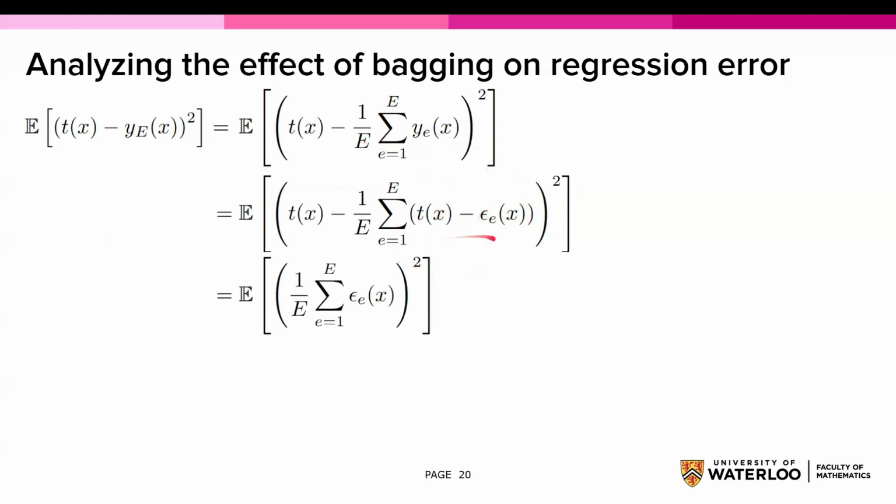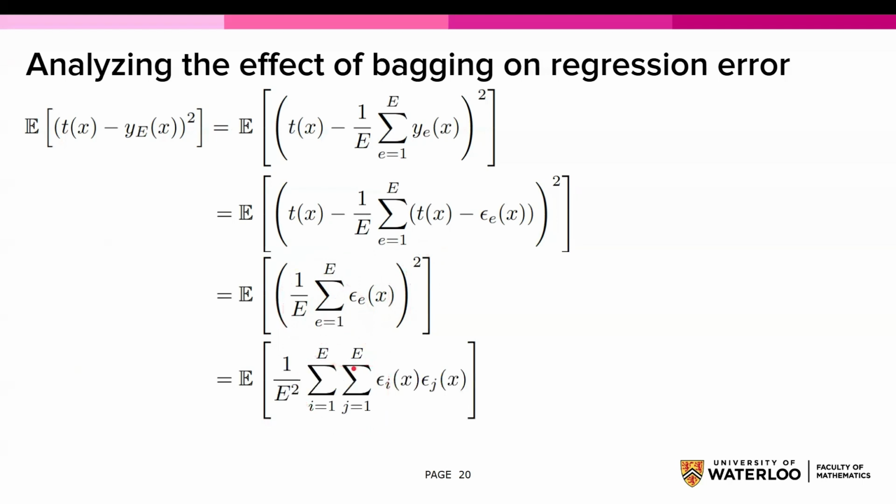And so we can now simplify this further because the true value t of x is present in every term of this sum. And so we can actually factor this out and see that the difference involving t of x would actually cancel. And so we're left only with the error term. Okay, now we can see that we're squaring a sum, and squaring a sum like this is going to produce a double sum.